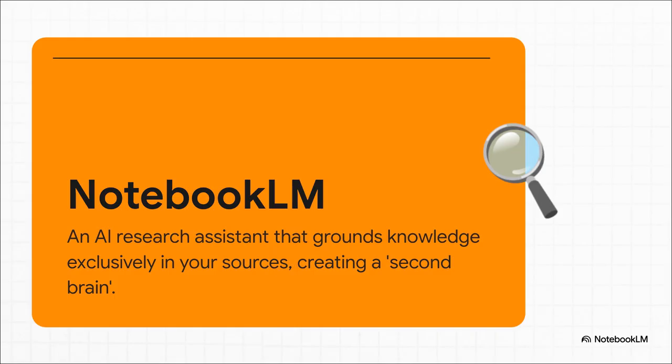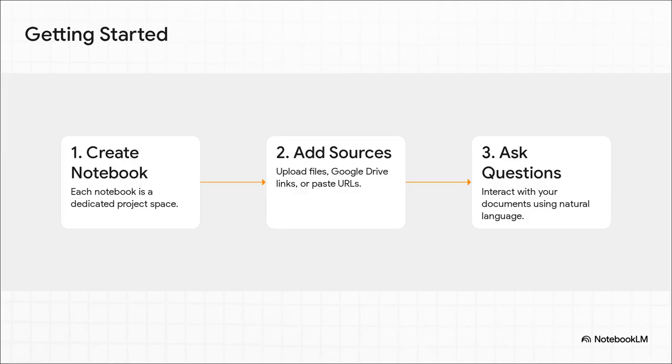It's an AI research partner from Google, but with one crucial, absolutely game-changing difference from other chatbots. It grounds its knowledge only in the documents you give it. This means its answers are always based on your material with citations, so it's not going to just make stuff up. And getting started, it's honestly as simple as 1, 2, 3. You create a new notebook for a project, you add your sources, which can be almost anything as we're about to see, and you immediately start a conversation with your own materials. The barrier to entry here is pretty much zero.